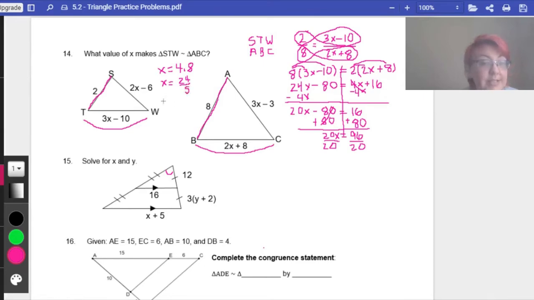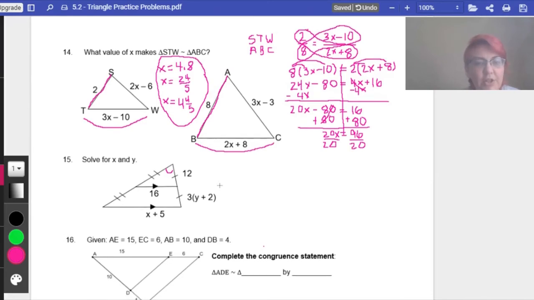If you want to write it as a mixed number, 5 goes into 24 4 times. And so you get 4, and we have 4 left over 5 for an answer of 4 4/5. Any one of these is an acceptable answer to what is the value of x. All right. Let's take a look at 15.